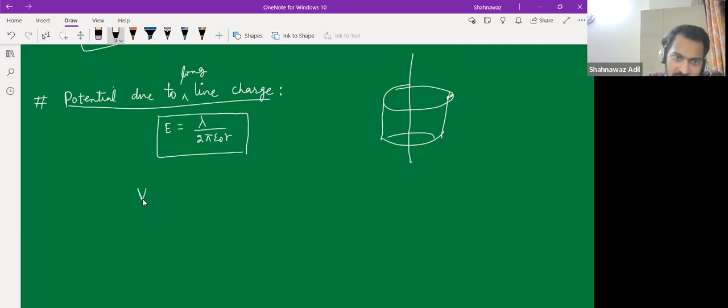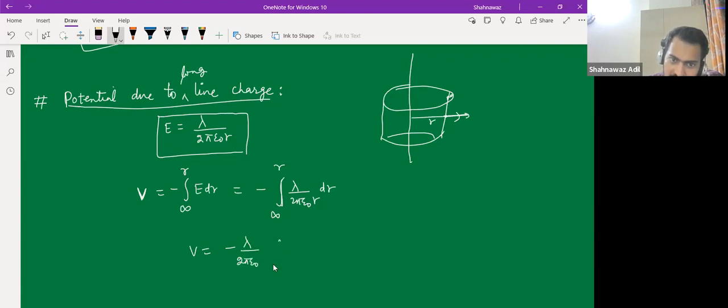Now voltage or potential, whichever I keep calling it. So potential is minus the integral from infinity to a fixed point r of E dot dr, but these are in the same direction, right? So this is dr. E is lambda by 2 pi epsilon naught r, times dr. So lambda by 2 pi epsilon naught is taken outside, and we have the integral from infinity to r of 1 over r dr.